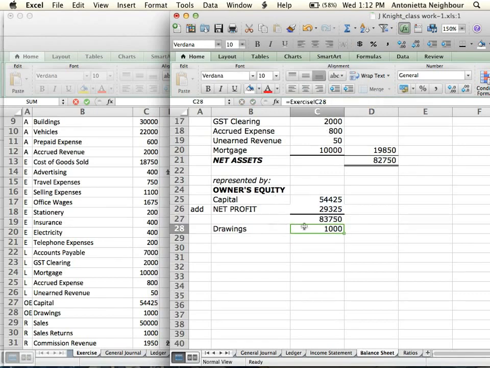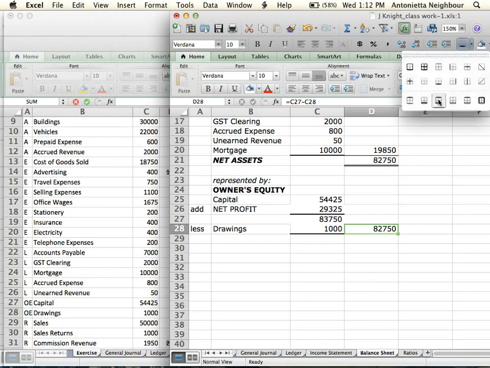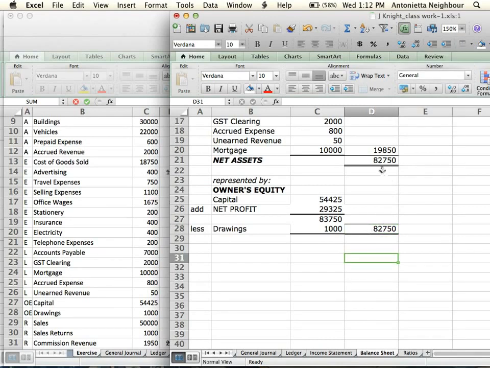So what capital do I have now? Now this business has $83,750 worth of equity, but I need to take away my drawings because the owner's taken drawings during the period. Underline drawings, and over to the side here, hopefully when I take my drawings away from my equity, it's going to equal my net assets, and yes it does. So I now know that my balance sheet has balanced because these two are the same. Assets minus liabilities equals owner's equity. Any questions about the balance sheet?